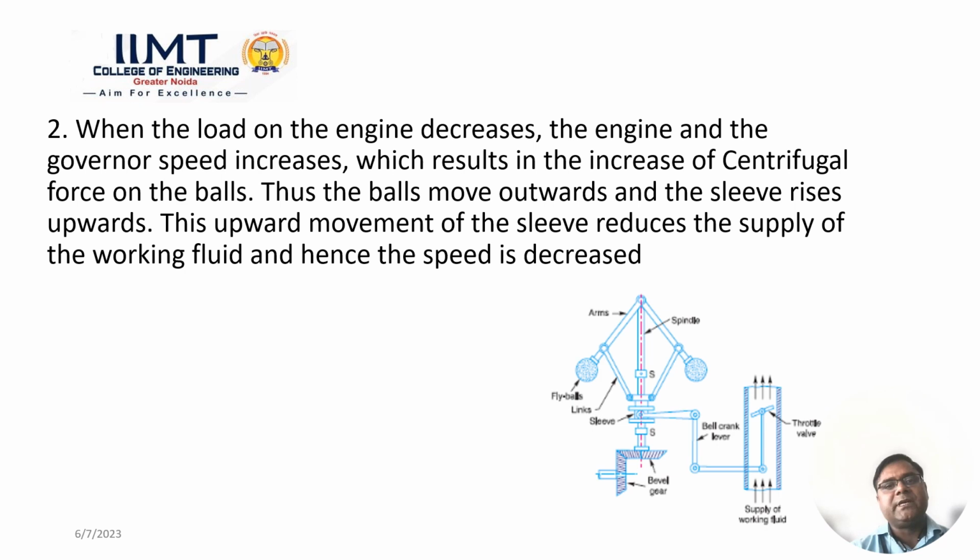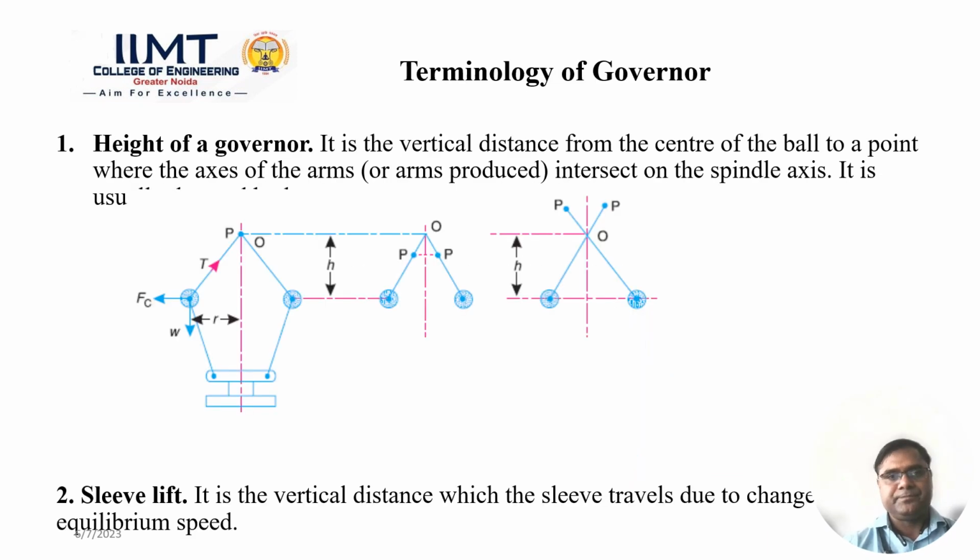Next, when the load on the engine decreases, the engine and the governor speed increase, which results in an increase of centrifugal force on the fly ball. Thus the balls move outward and the sleeve rises upward, and this upward movement of the sleeve basically reduces the supply of the working fluid. So by reducing the supply of the working fluid, we can maintain the mean speed of the engine.